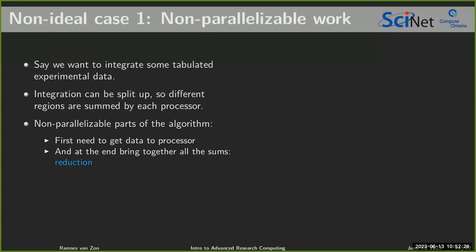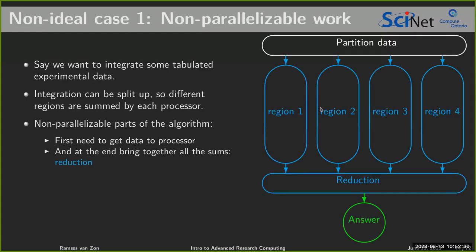Now there's a part of the algorithm when we do that. So the algorithm, roughly speaking, is as I suppose we have split up our region of tabulated data into four, and we could sum up each region separately and then get the answer by summing up the partial results. Okay, so we've got some data, we split it up, in this case four, but however many processes we have, each of them has a part of the data that it sums up, and at the end it reduces all of them together by summing up the partial results.